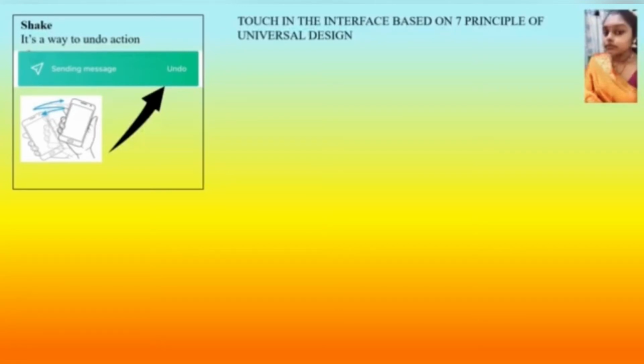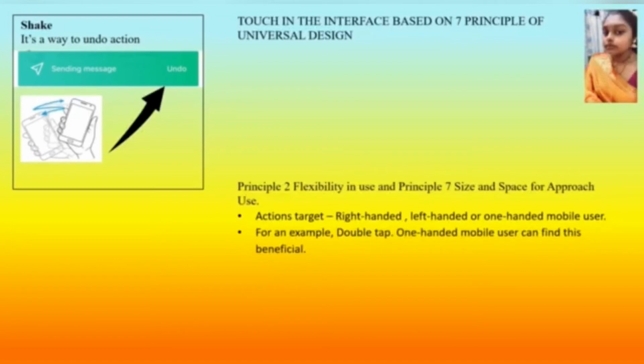Finally, the touch interface is based on 7 principles of universal design. So we implemented principle 2, which is flexibility in use, and principle 7, which is size and space for approach and use. So the action target is for right-handed, left-handed or one-handed mobile users. For example, double tap: a one-handed mobile user can find this beneficial.